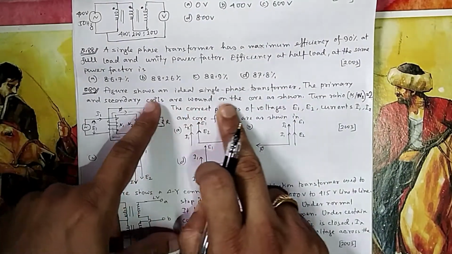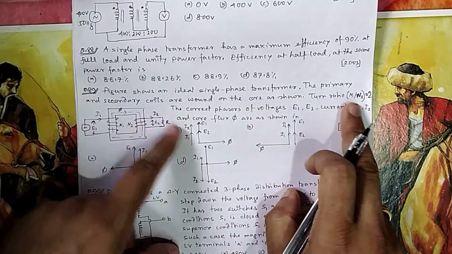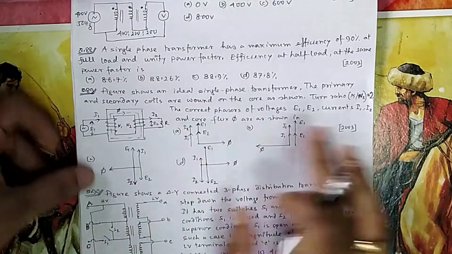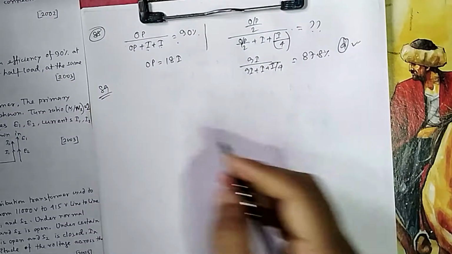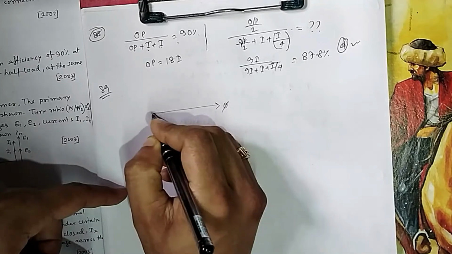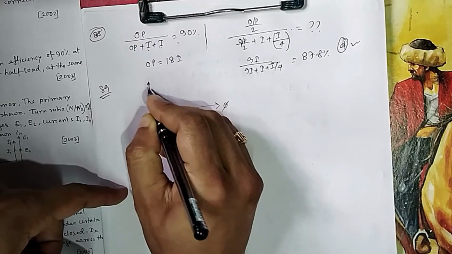The primary and secondary coils are wound on the core as shown. The turns ratio gives the correct phasor voltages E1, E2 and the core flux. If you draw this phasor diagram, there are two conventions. In the general convention, if you give a supply voltage V, this is your phi.